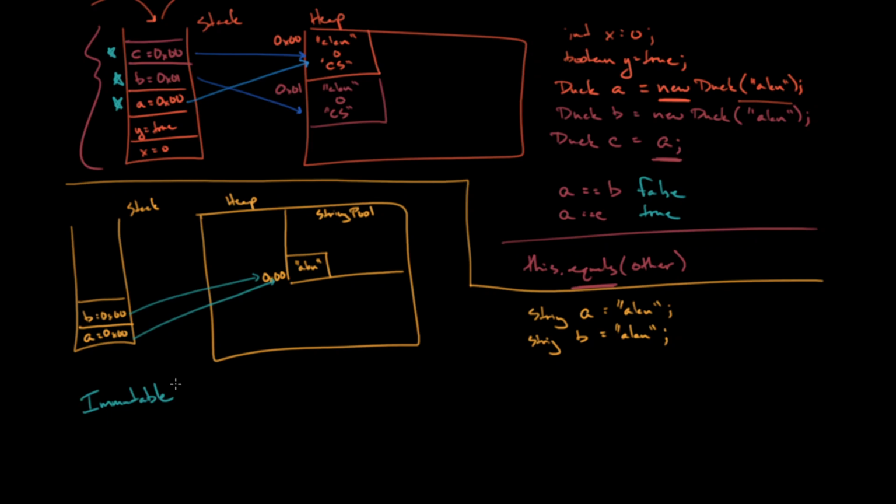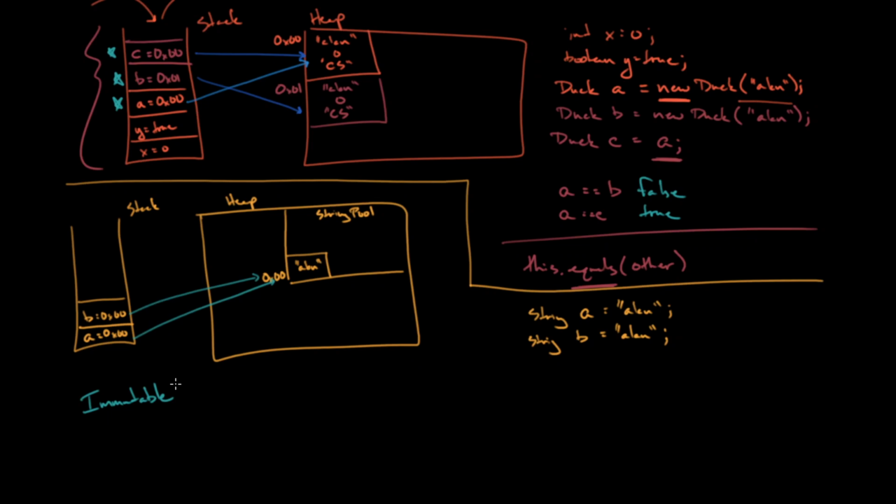And so what that means is that every time I create a new string, like if I were to change the value of A to something else, it's just going to lop off a new portion of my string pool to store that. It doesn't actually change the value of that string. Alan stays how it is. And so anything that's pointing at that same string doesn't get changed. They're pointing at different things. If it's in the string pool, that's important.